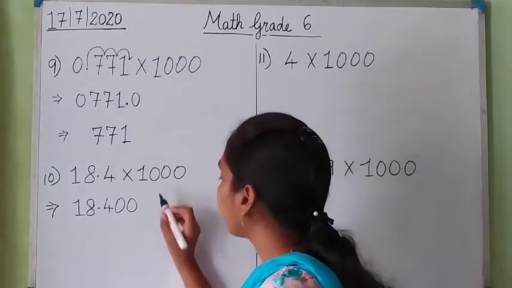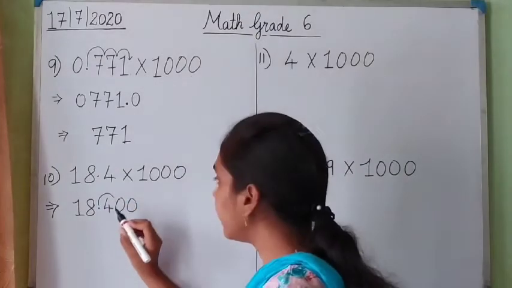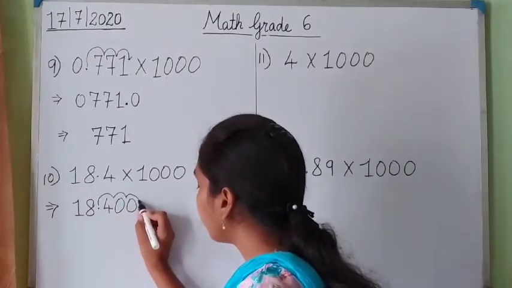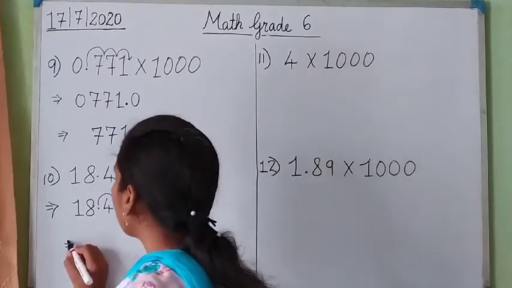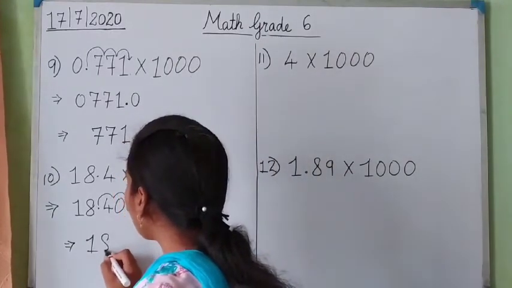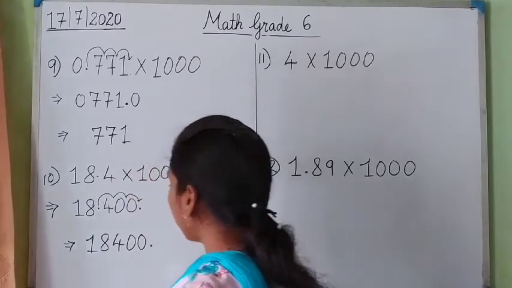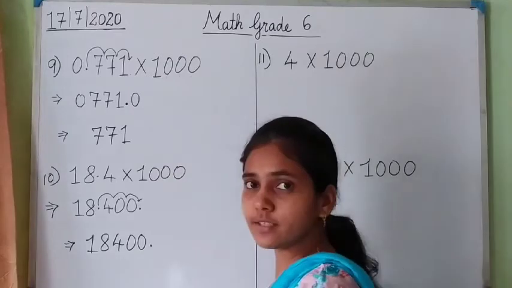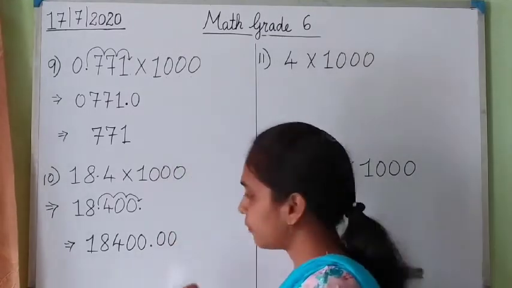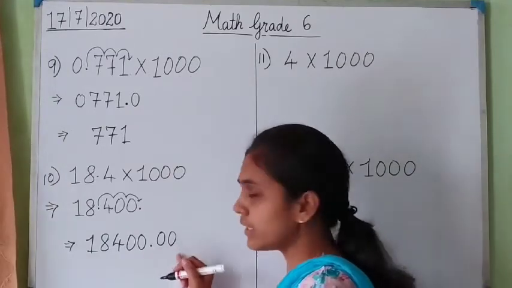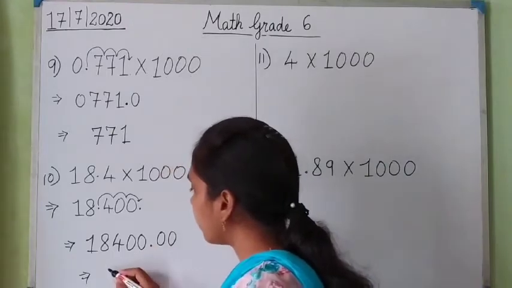Now I have to shift the decimal point. How many digits towards the right? 1, 2 and 3 digits. So the point will come here now. After shifting the point, it becomes 1840 point. So the decimal point is here now. If we want to put the decimal point, we can write it like this. Or it is okay if we don't put the decimal point.